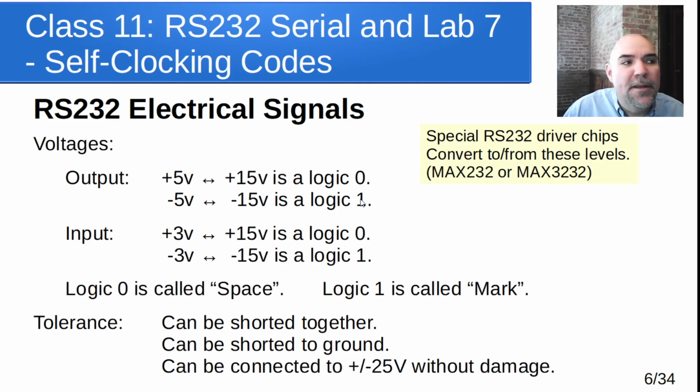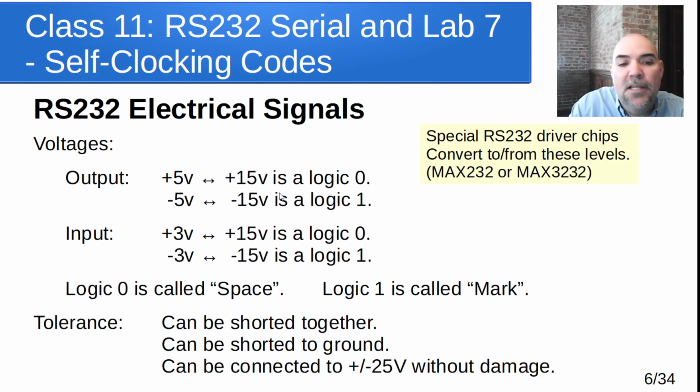So rather than like what we did in the lab, where it was just 0 volts, 5 volts, 0 volts, 5 volts, this actually goes positive and negative. And there's a reason for that. The reason for that is if the line is disconnected, it doesn't show up as a logic value at all. Or if there's nothing on the line, it doesn't show up as a logic value at all.